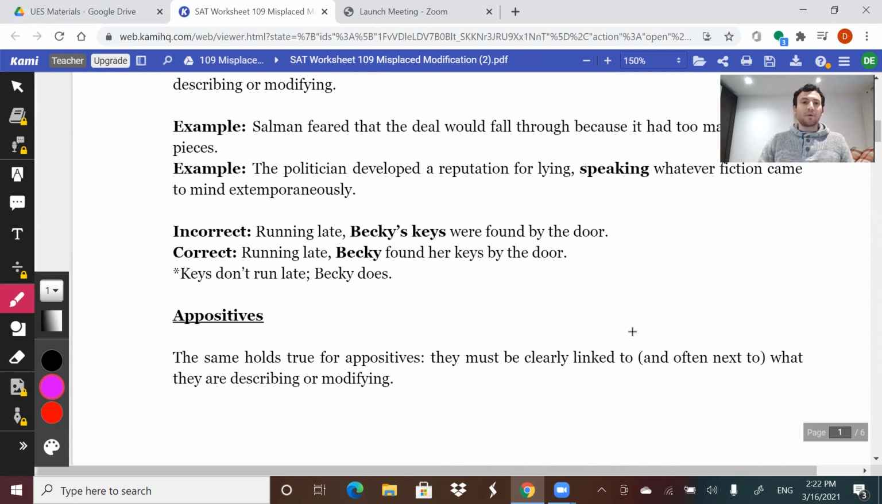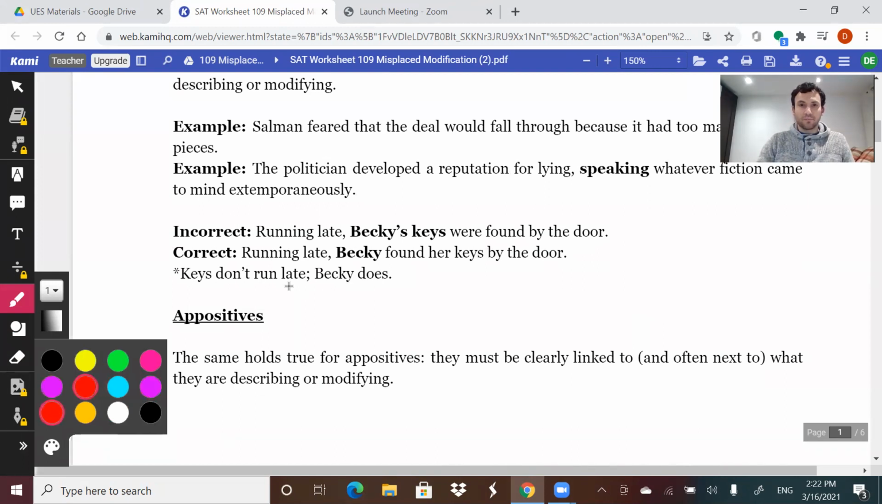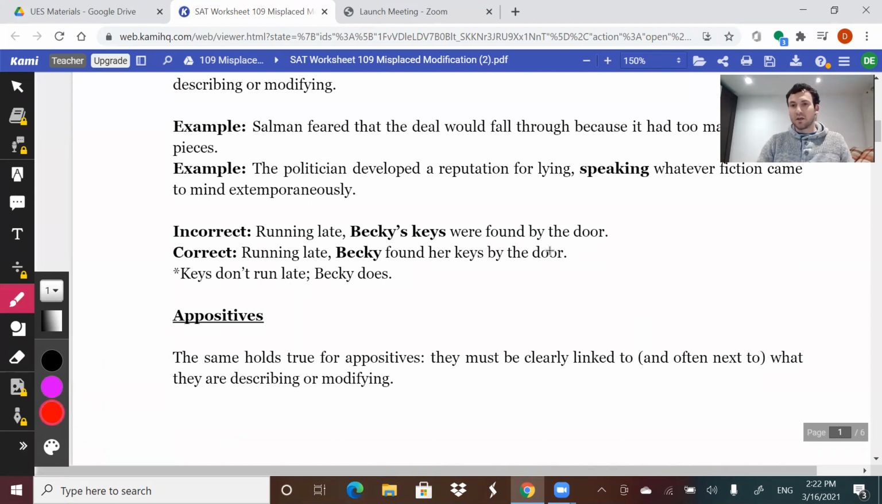A classic example that I like to use is this one. Running late, Becky's keys were found by the door. So if you're just relying on your ear, the sentence may sound a little bit awkward, but you may not think there's anything wrong with it. It's actually entirely incorrect, and it will always be incorrect 100%. So it's just a matter of figuring out why.